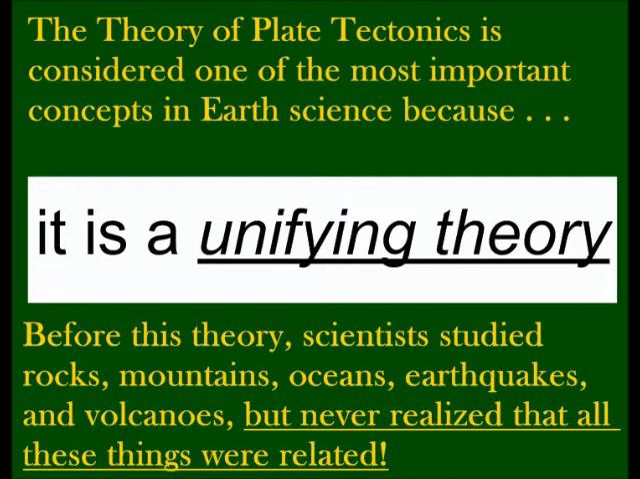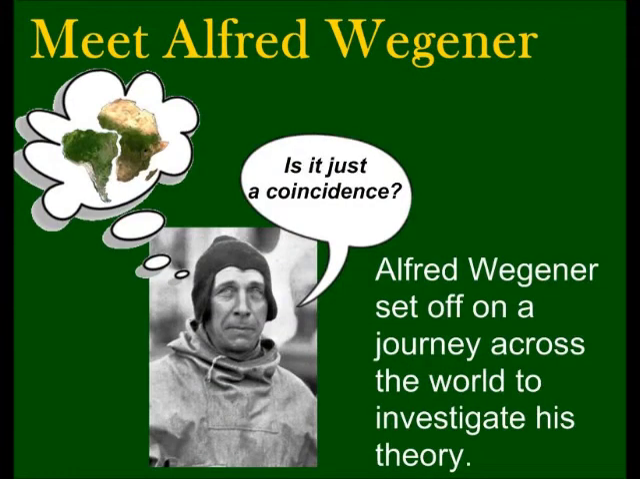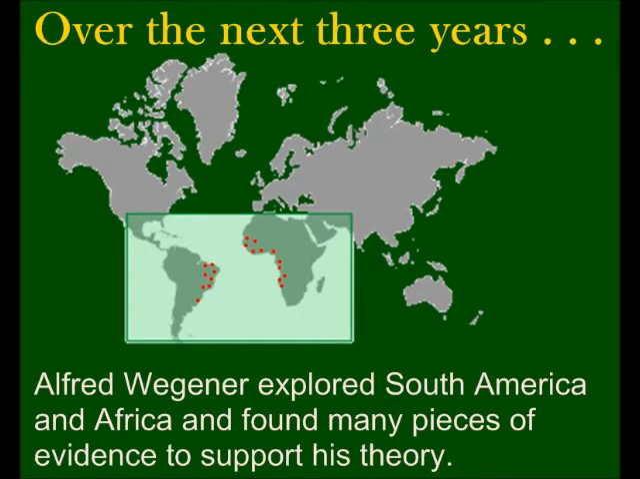Before this theory, scientists studied rocks, mountains, earthquakes, oceans, and volcanoes, but never realized that all these things were closely related. It wasn't until a German earth scientist named Alfred Wegener was staring at a world map when he noticed that South America and Africa looked like they could fit together like jigsaw puzzle pieces. He decided to set off on a journey across the world to investigate this theory to see if it really was just a coincidence. Over the next 3 years, he explored South America and Africa and found many pieces of evidence to support his theory.